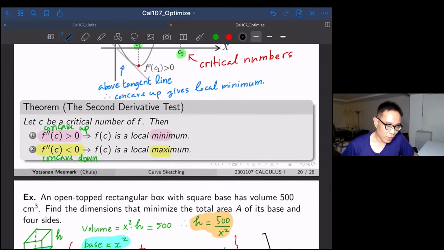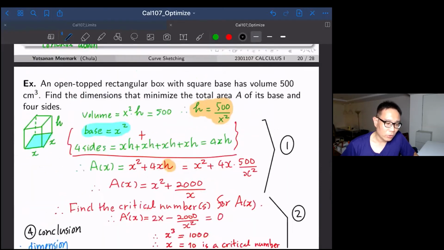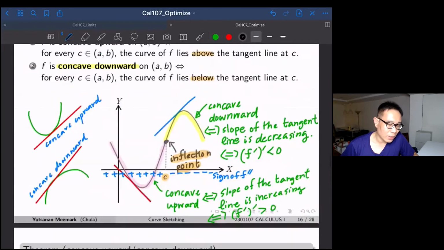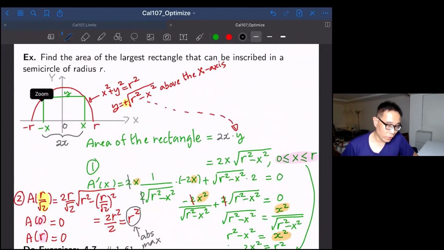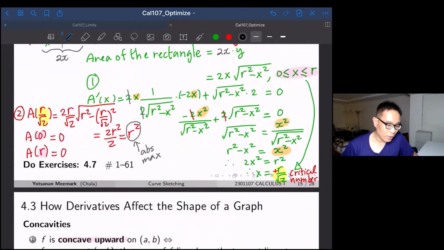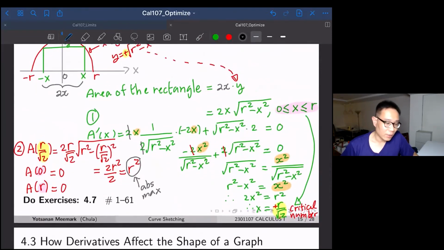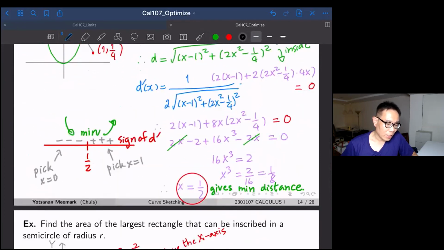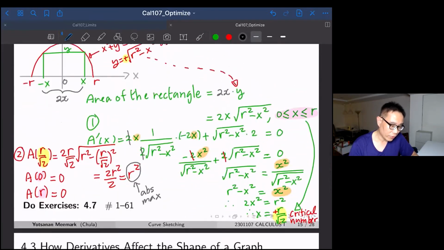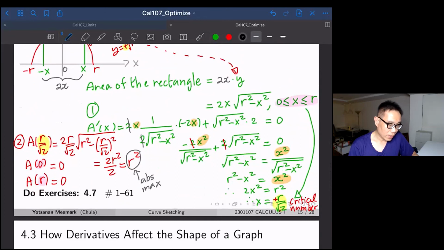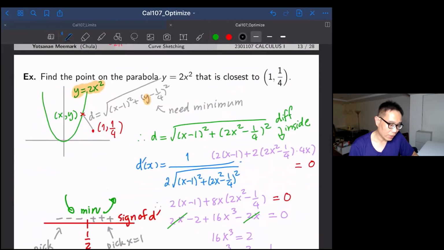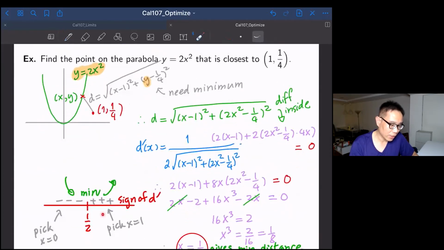You can use this in order to do the example that we did earlier in the previous video. So you can do this by testing the second derivative of this guy. So you don't need to check for the sign chart. For this one, you don't need to check for the sign chart like in this case. You just need to find the second derivative.